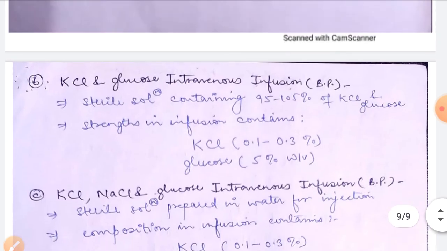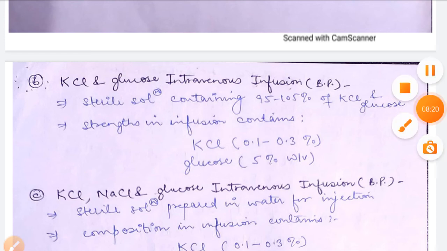The second preparation is potassium chloride and glucose intravenous infusion. It is also according to the British Pharmacopoeia. The sterile solution containing 95 to 105% of potassium chloride and glucose. Strength is, infusion contains potassium chloride 0.1 to 0.3% and glucose is about 5% weight by volume.